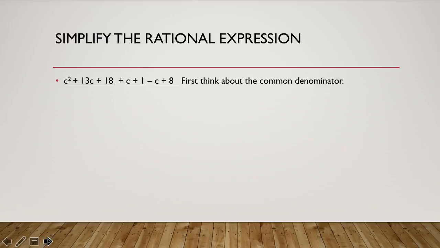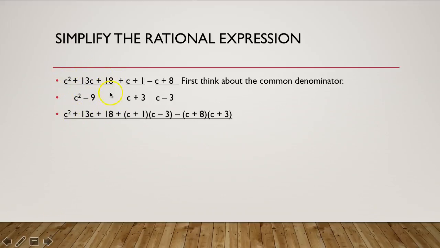The next objective is just still simplifying the rational expression. So you have c squared plus 13c plus 18 divided by c squared minus 9, plus c plus 1 over c plus 3, minus c plus 8 over c minus 3. First, think about what the common denominator is going to be. C squared minus 9 factors out to c plus 3 times c minus 3, so c squared minus 9 is your common denominator. That means I don't need to multiply this by anything, it's already there.